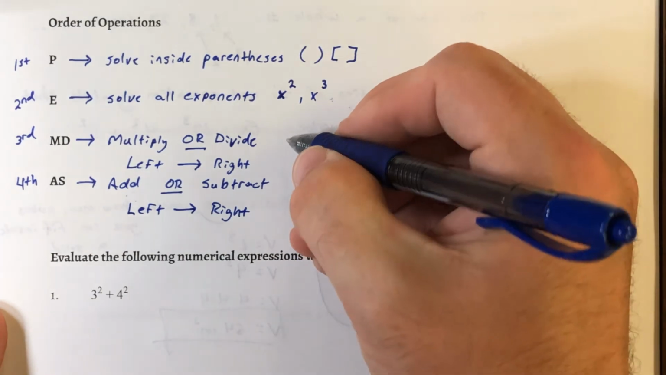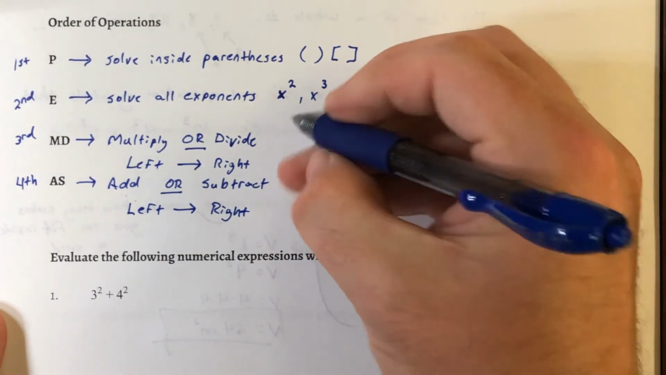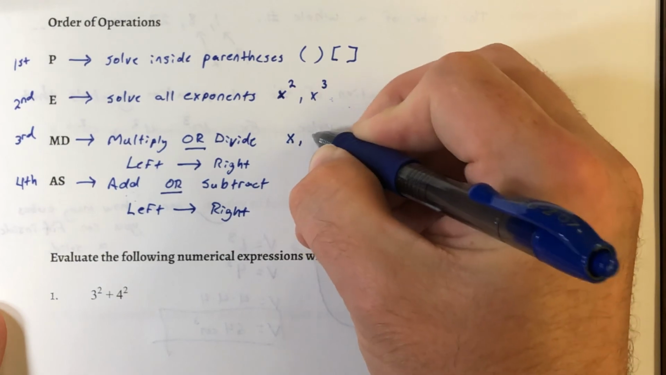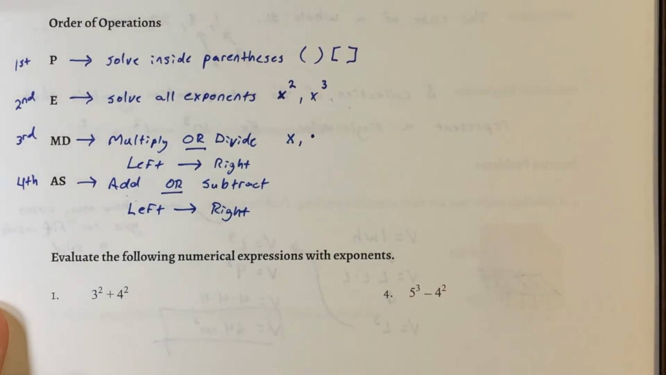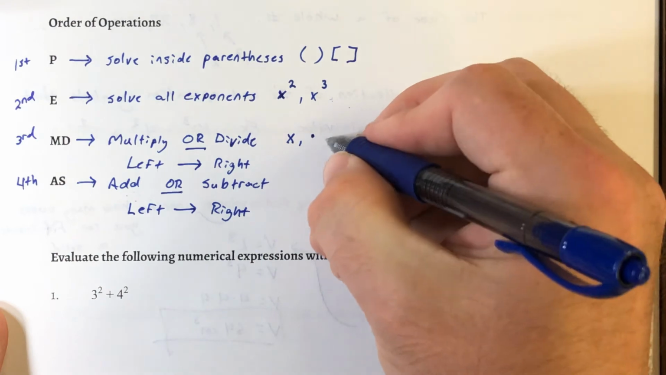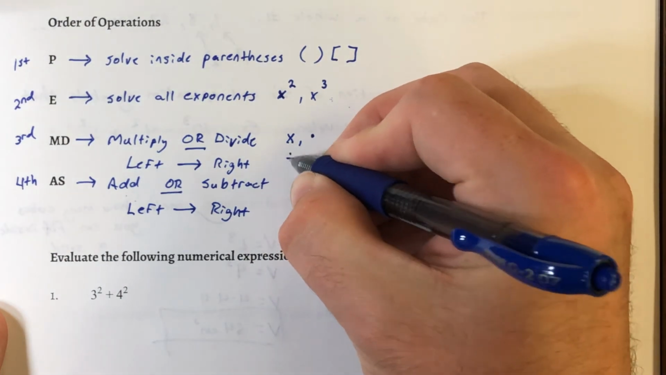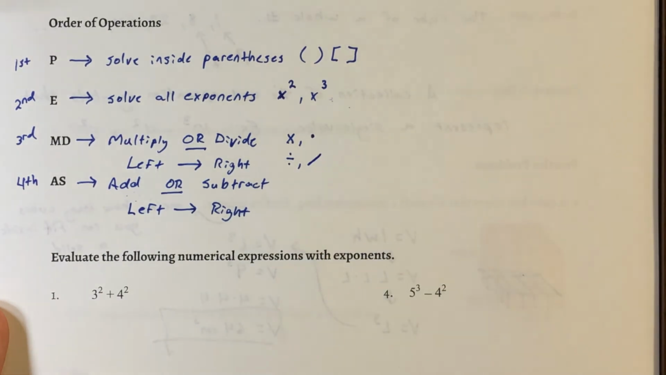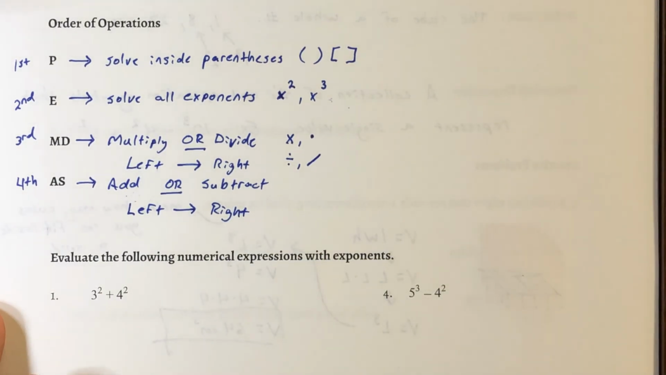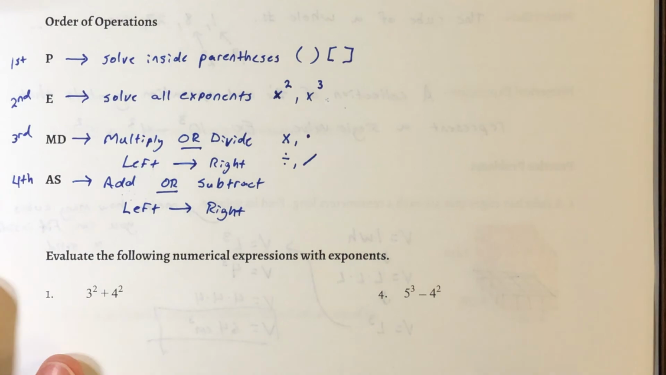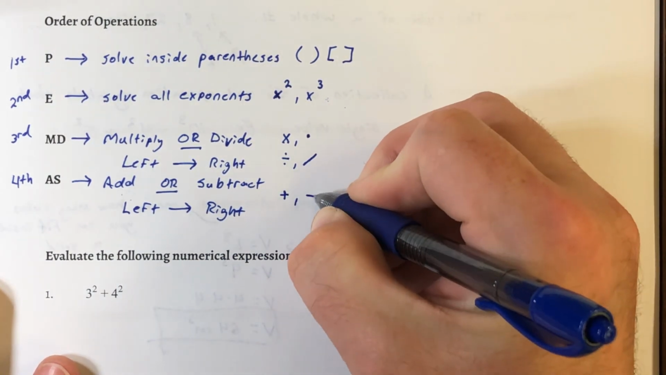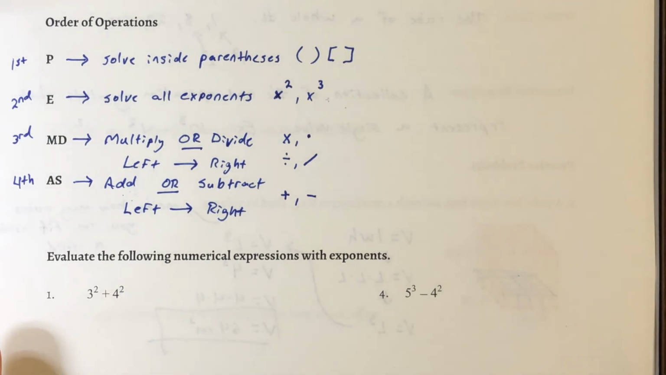Real quickly, what are multiplication signs going to look like? Either that, or we use the multiplication dot. Division, you might see a traditional division sign, or what looks like a fraction bar. Fractions do mean divide. Adding and subtracting: there's our addition sign, there's our subtraction sign. So these are some of the operation symbols you might encounter.